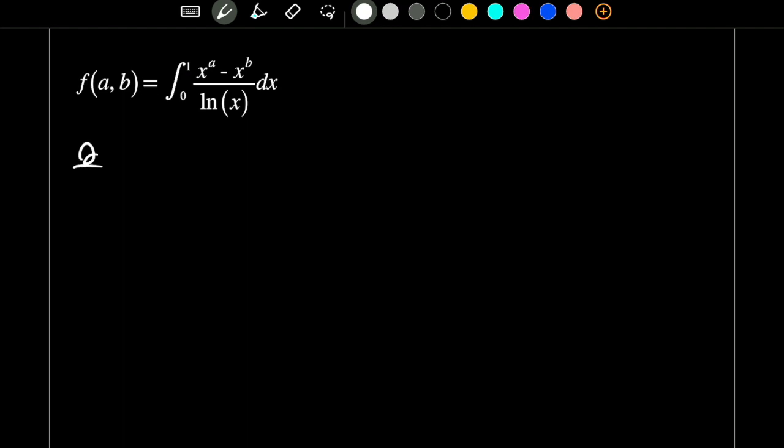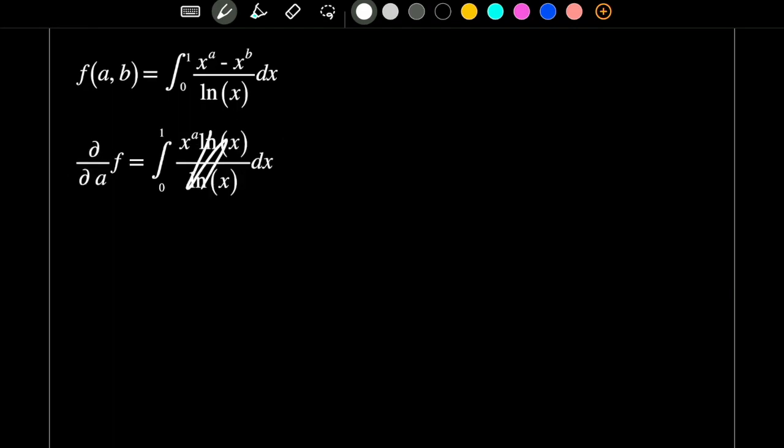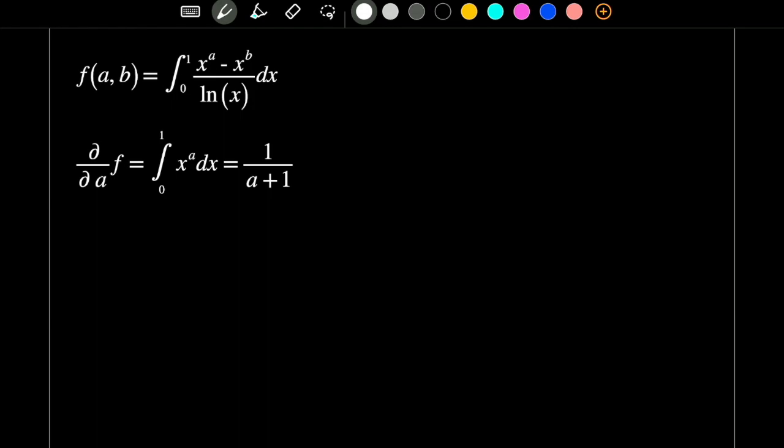So the partial of f with respect to a is equal to the integral from 0 to 1 of x to the power of a log of x divided by log of x dx. And again, we can just get rid of these log of x's, and we've got this very simple integral, which we can immediately see is 1 over a plus 1, just by a similar argument as the last integral.